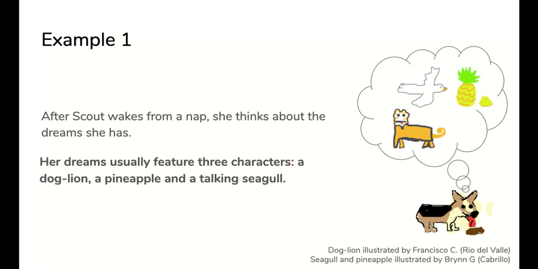So we're going to create a sentence with a colon that looks like this. Her dreams usually feature 3 characters: a dog lion, a pineapple, and a talking seagull. So that is what you would do to use a colon in a list. You're taking those 3 items and you're putting them right after the colon to introduce it.